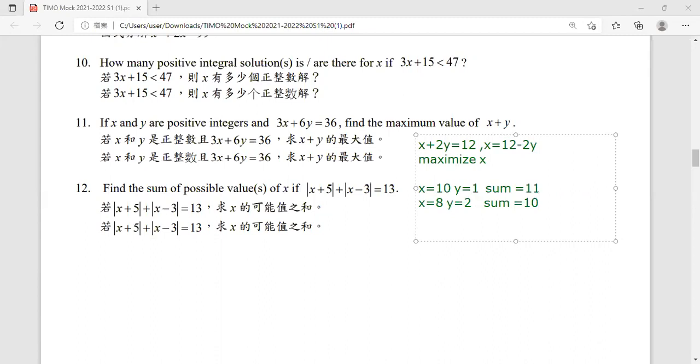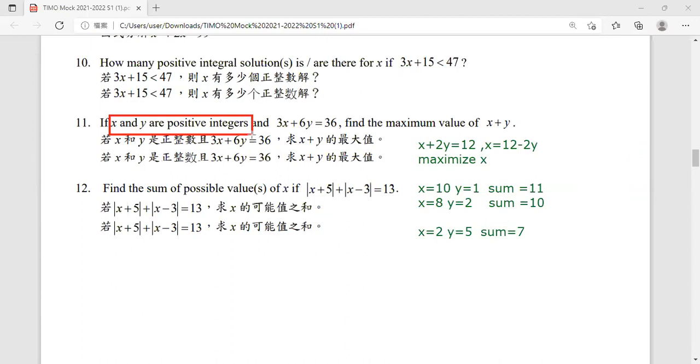I mean maximize x, because if you maximize y, the sum is very small. Because if you put x equal to 2 and y is 5, the sum will be only 7. So the sum is much smaller. Because they are all positive integers, you can't have a zero for y.